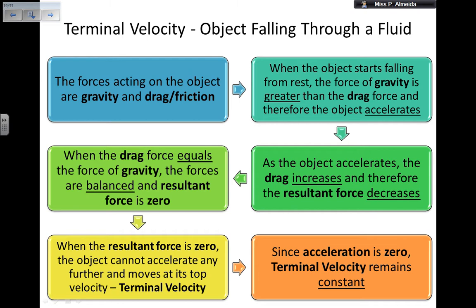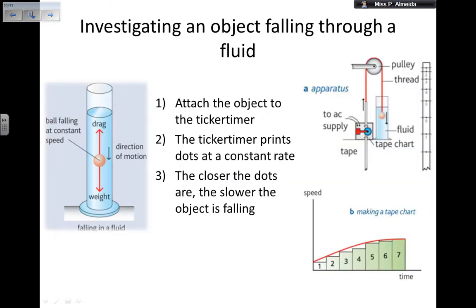That's why it's the name terminal. Since the acceleration is 0, the terminal velocity remains constant. Unless, of course, I change something, change the shape, change the drag, for example, open a parachute, any of these things. But if I keep the same conditions, then the terminal velocity is going to stay constant, okay?